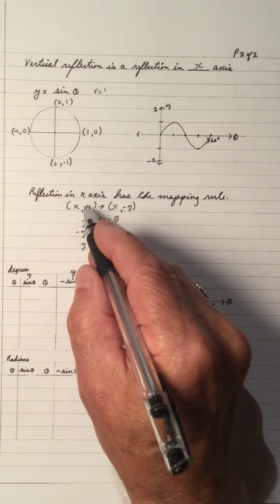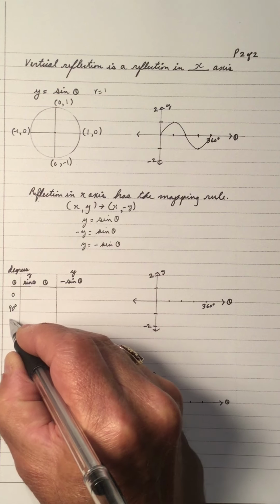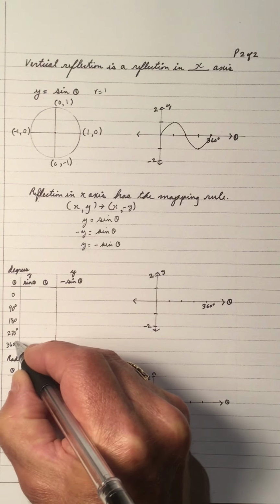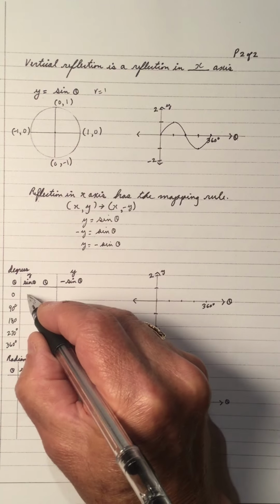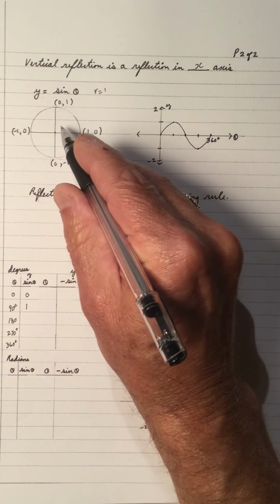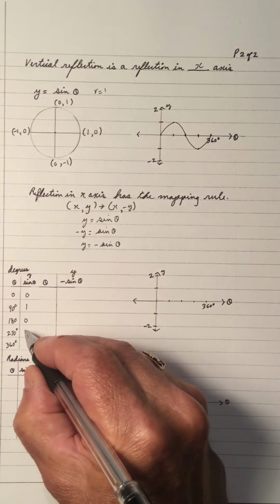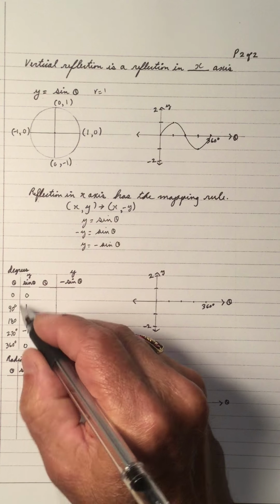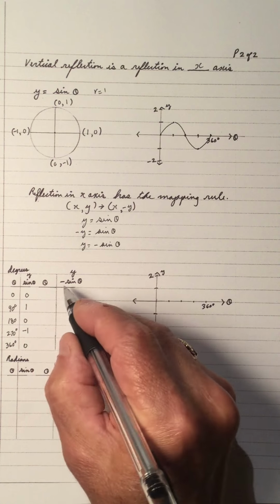This is the table in relation to the unit circle. So we have 0, 90, 180, 270, 360. At 0 degrees, y is 0. The sine of 0 is 0. Sine of 90 is 1. The sine of 180 is 0. The sine of 270 is negative 1. And the sine of 360 is 0. So this is the table of values for y equals sine x from the unit circle.